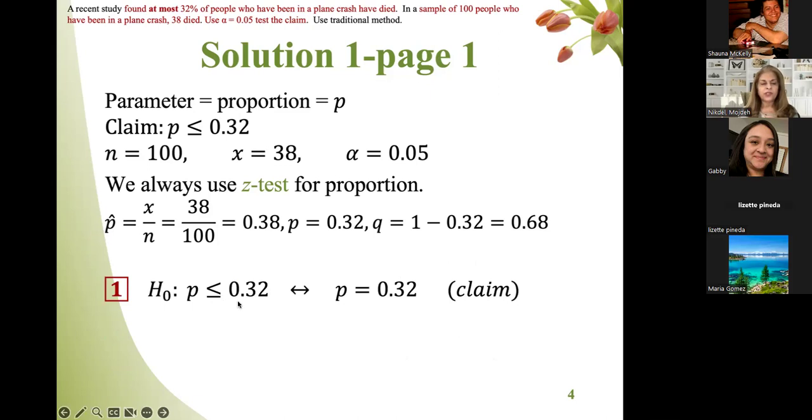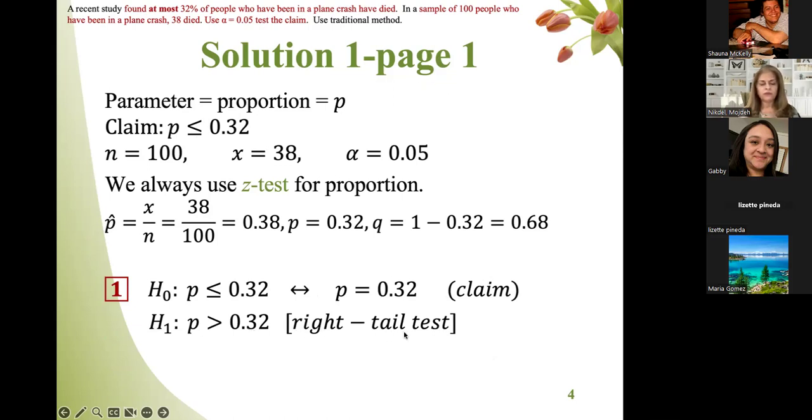So first step, the claim goes with the null hypothesis because it has the equal sign. So I put p less than or equal to 0.32. You can write the equivalent, p equal to 0.32, but you don't have to. In front of it, I write claim. And what is the alternative hypothesis? p greater than 0.32. And since we have p greater than 0.32, we have a right tail test.